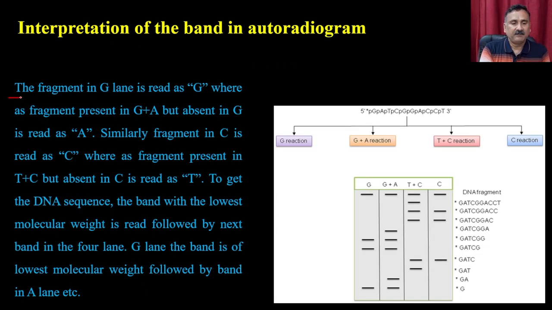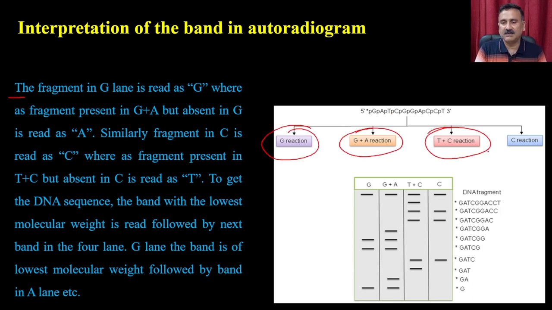So you have the G reaction, G plus A reaction, C plus T reaction, and C reaction. Imagine that this is the DNA sequence which you want to sequence. And here also, exactly the same way, you have to go in the reverse direction. But remember that when you have a band in both G and G plus A, then it is going to be read as G. For example, here you have two bands, one in the G reaction and the other in the G plus A reaction. So it is not going to be read as A, it is going to be read as G.